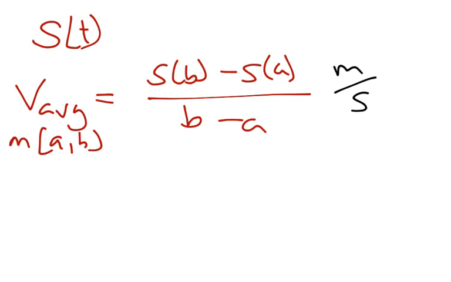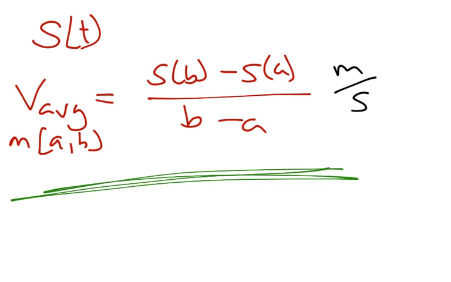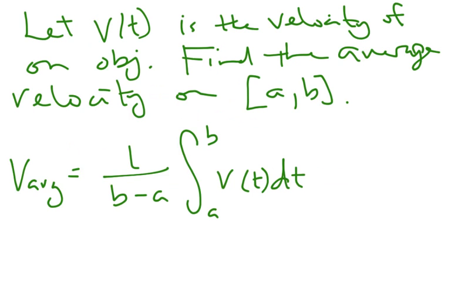But let's wait a second. I got average velocity using this technique right here, and it's a difference quotient. This is an average rate of change, but it's the average rate of change of the position function. And that's supposed to be the same thing as what we got over here. The average velocity was this integral. They are the same thing, whether or not you see it directly or not.